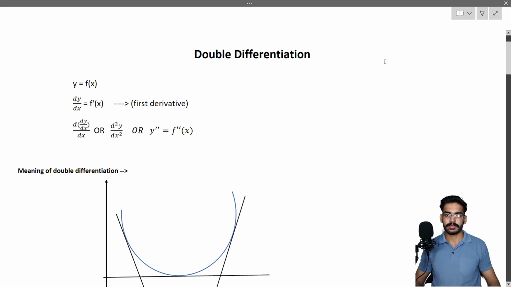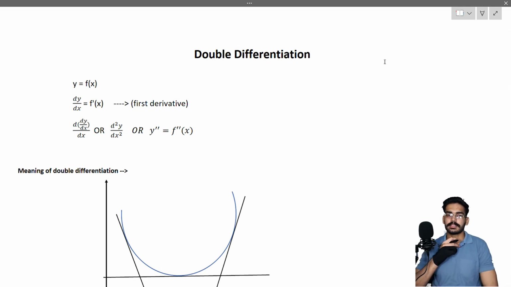Hello students, so today we are going to start with double differentiation. In this video we are going to study how to do double differentiation, what is the meaning of double differentiation, and we are going to solve examples and questions on double differentiation. After that we are going to see what is the implementation, what is the use of double differentiation.